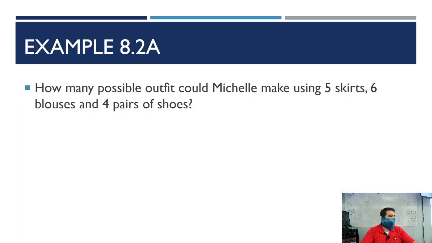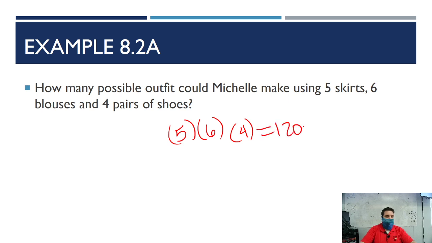Example 8.28: How many possible outfits could Michelle make using 5 skirts, 6 blouses, and 4 pairs of shoes? This assumes that everything would coordinate and go together, okay? All right, so there's 5 choices of skirts, 6 choices of blouses, and 4 choices of shoes. So there's 120 possible outfits.